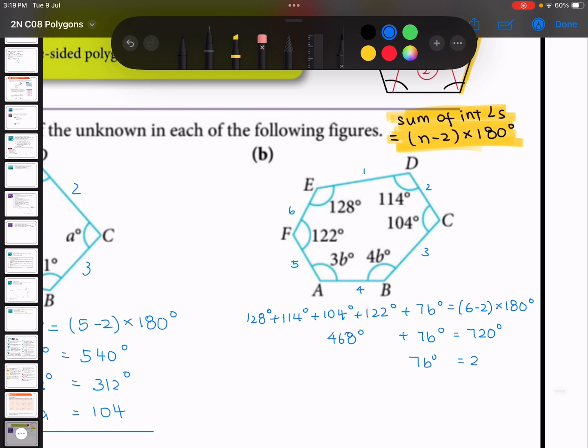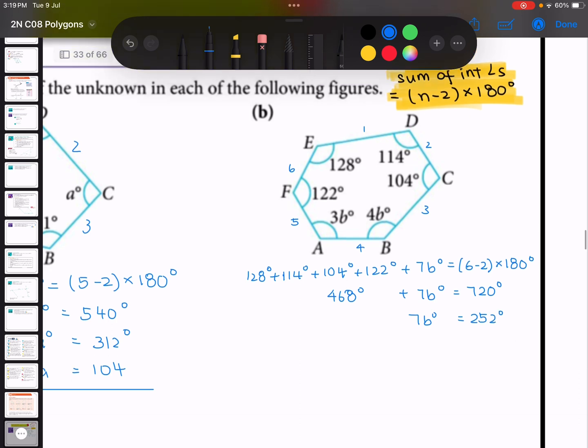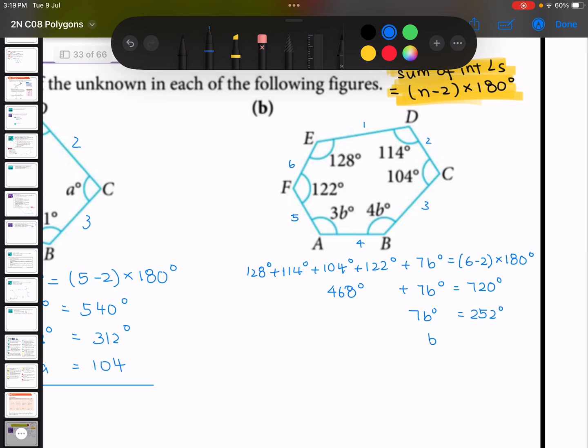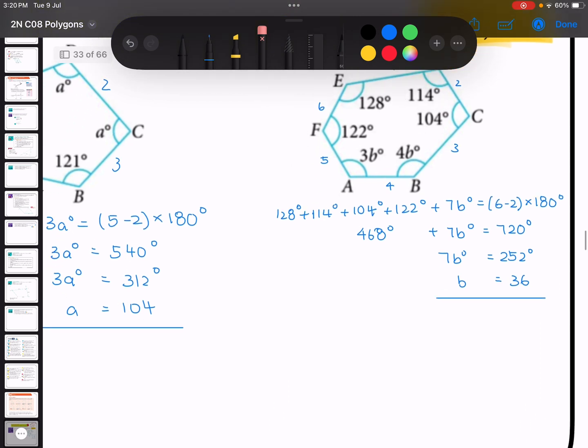Okay, I minus 468 on both sides. Now I divide by 7. My B is 36. Okay, B degrees is 36, so B is 36. At the same time, if you want to remove, you remove. Make sure you don't have one with a degree sign and the other one without. They must be consistent.